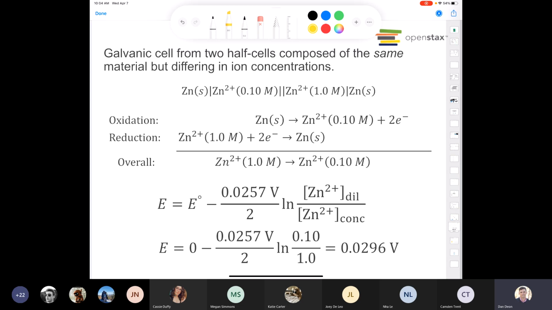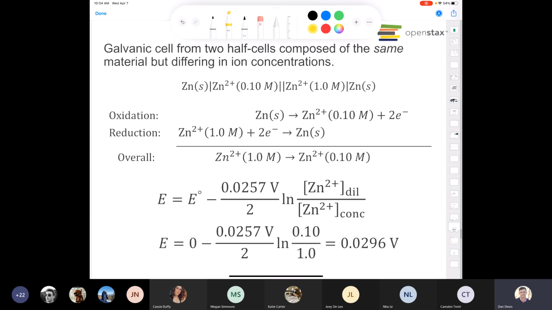So the potential of a concentration cell is therefore determined only by the difference in the concentration of the chosen redox species. If we look at this galvanic cell shown here, you see that we have zinc and zinc 2 plus on the side of our anode, and we have it also on the side of our cathode, right? So if you write out the oxidation reaction and the reduction half reaction, what happens when we tally those up?